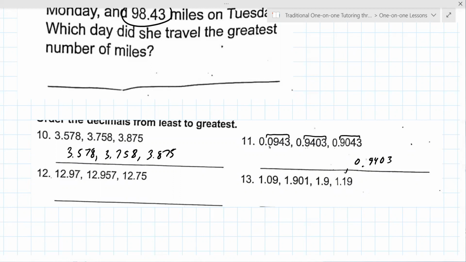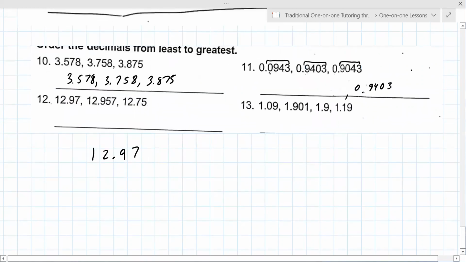All right, so how about for number 12? What do you see there? 12.957 is the largest? Well, what I would do here is I would actually write them all vertically, because you need to have the same number of decimal places to be able to answer this. So I would fill in those missing zeros.